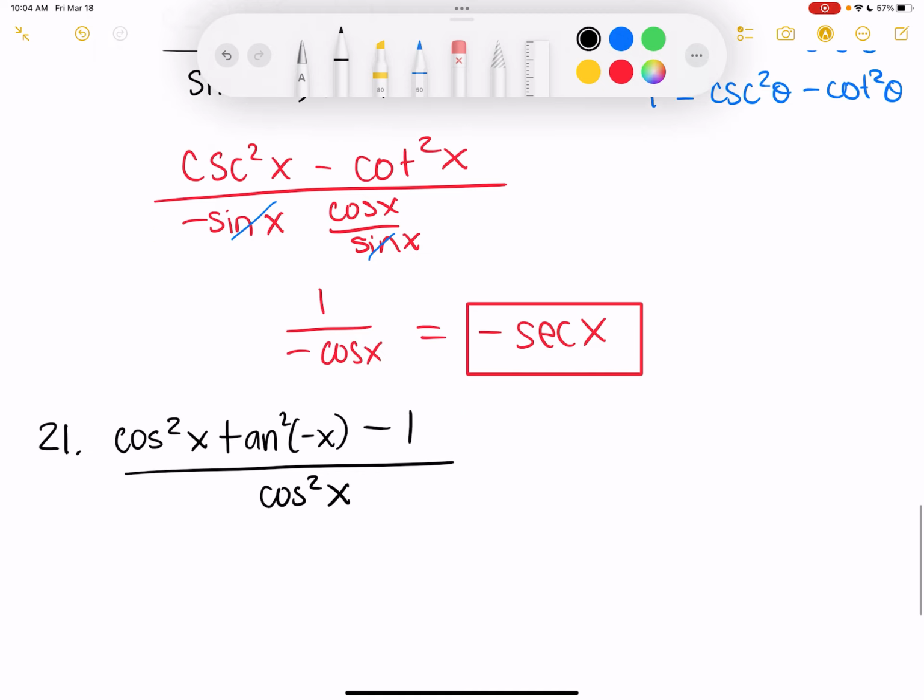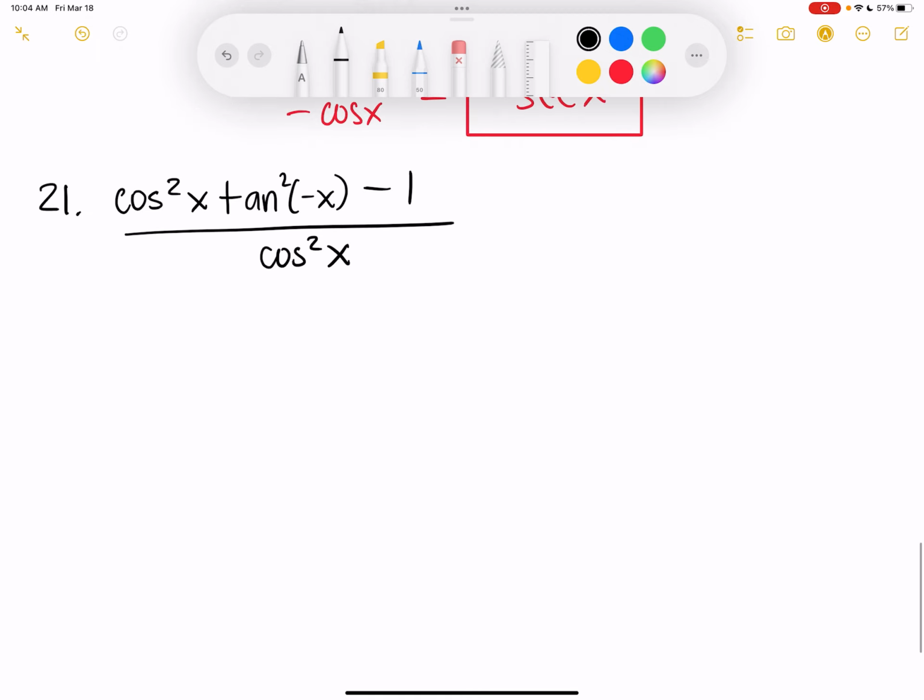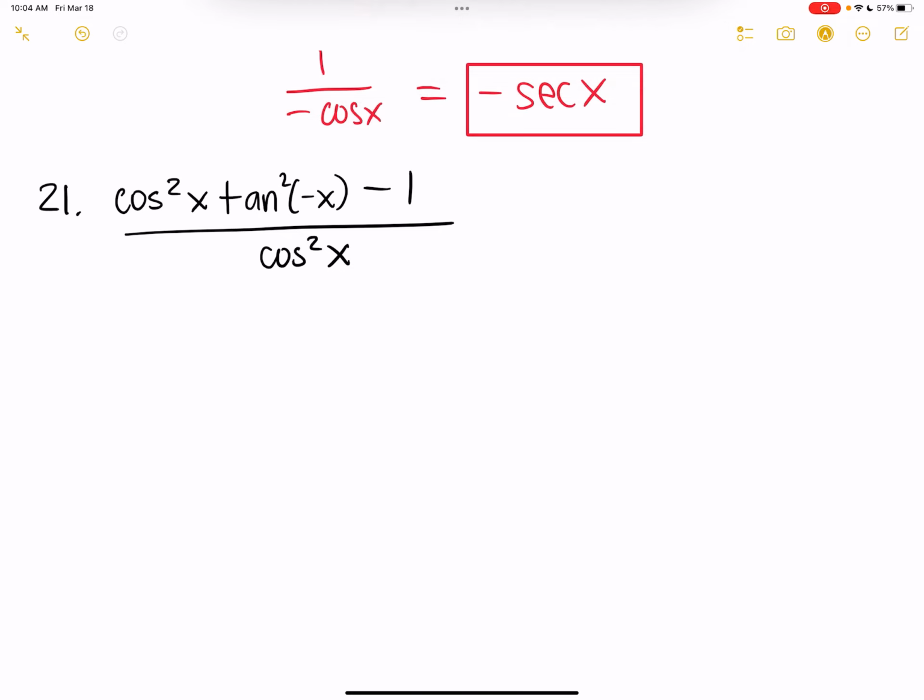Can we change tangent of negative x to just negative tangent? Can we cancel the cosine? Hold on. Okay, deal with the negative first, like he's saying to do.